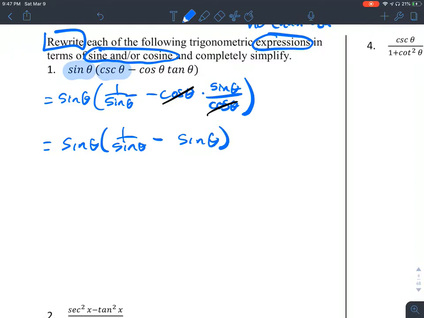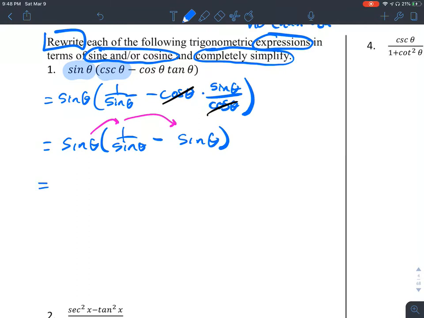We've already made it a lot simpler. Everything's in terms of sine. Are we finished? No. Completely simplify. Completely simplify means you shouldn't have any parentheses. We have some. Using the distributive property of equality, I'm going to distribute the sine times each of these terms.